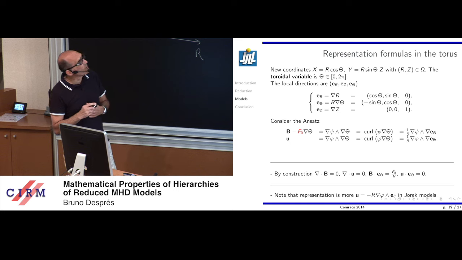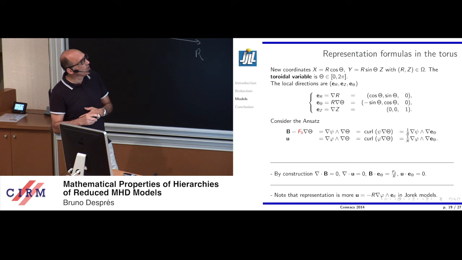I justified the fact that I want to reduce U, saying that perhaps the plasma is almost incompressible. So U will be chosen as the curl of something, so that the divergence of U is 0. But actually, it leads you, since the grad of theta is 1 over R... Oh, no, this is not grad E theta, this is E theta. There is a mistake. This is E theta, okay?